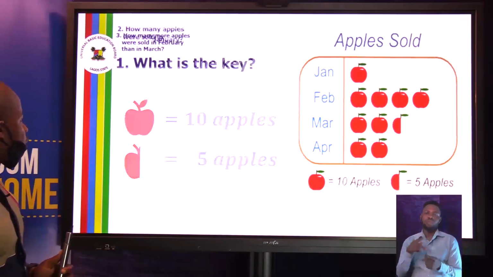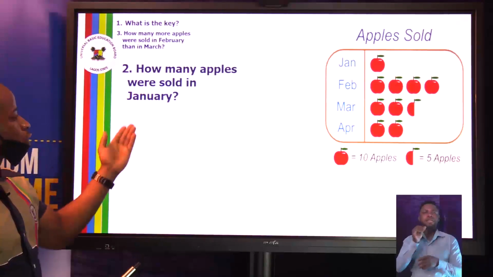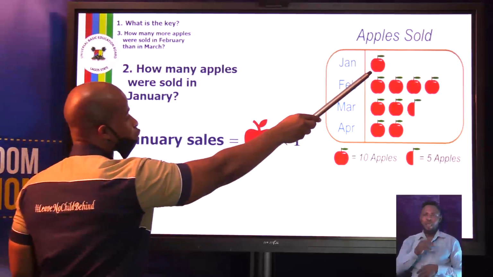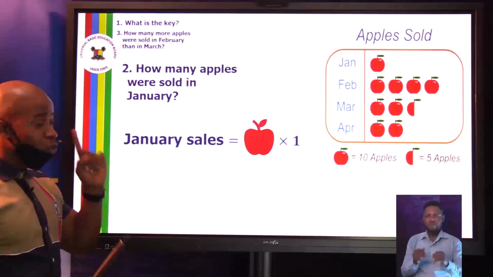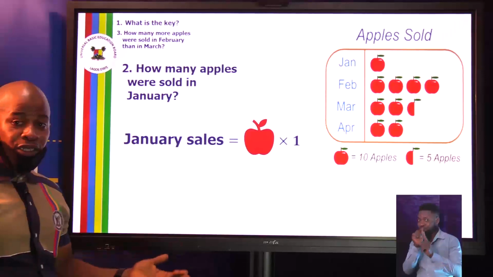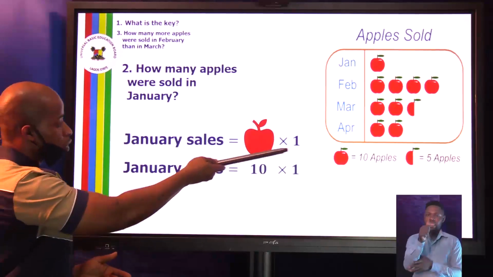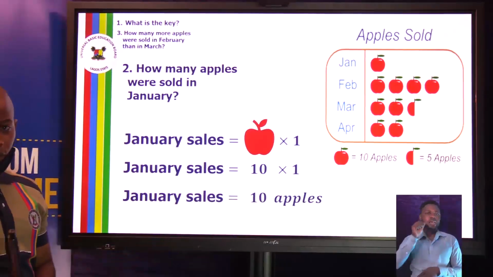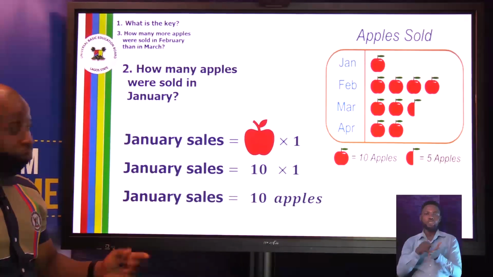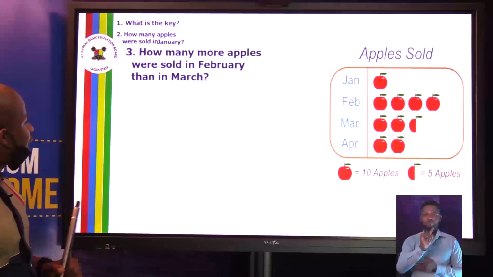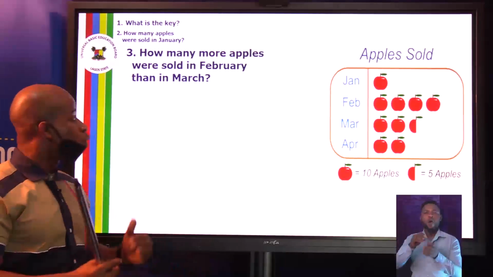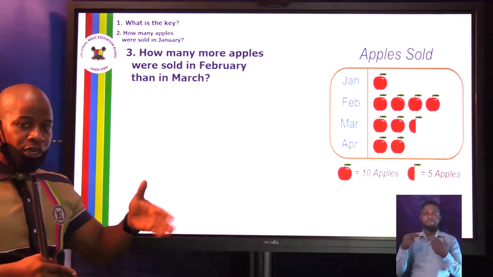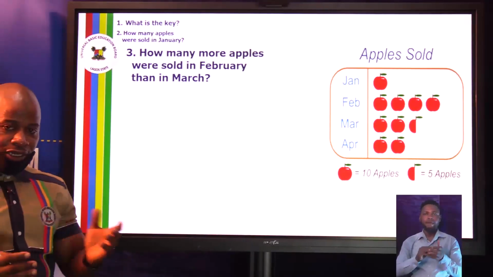The next question says, how many apples were sold in January? So I go to January and I see that there is just one image. And don't forget that the key says one image represents 10 apples. So January sales, one image, and that means 10 times 1, and that means 10 apples were sold in January. Number 3 question says, how many more apples were sold in February than in March?